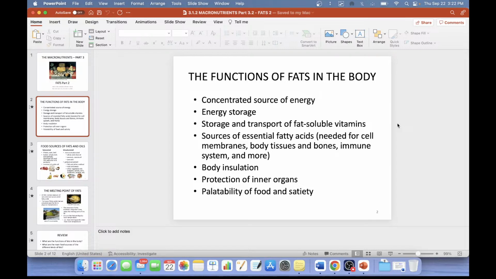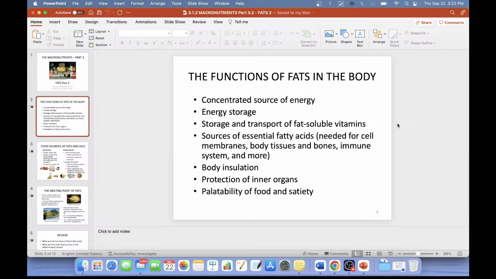Fat is also important for storage and transport of fat-soluble vitamins. As we will see, vitamins are divided into 2 groups: the ones that are water-soluble and the ones that are fat-soluble. And the ones that are fat-soluble can be accumulated, stored inside the body, so we don't need to constantly replenish them. The part of our body that stores them is fat.